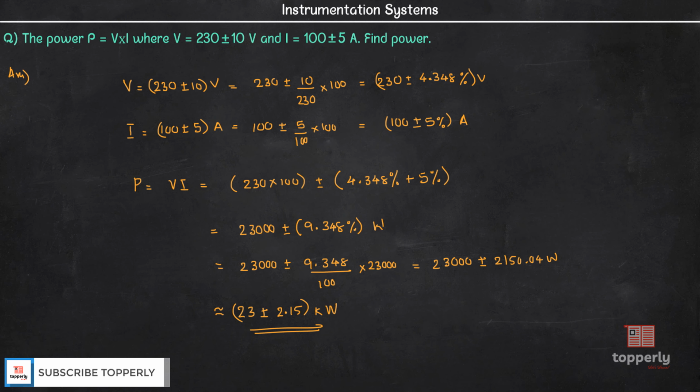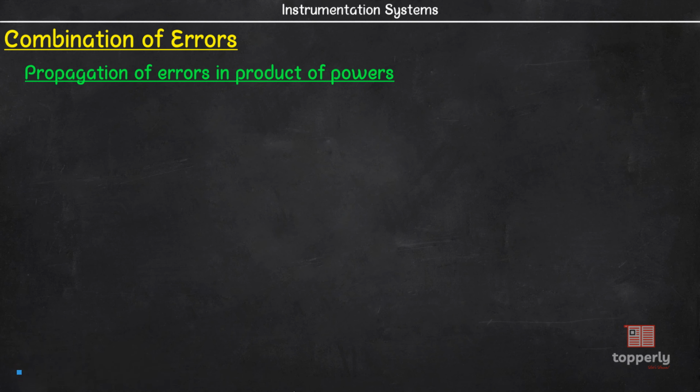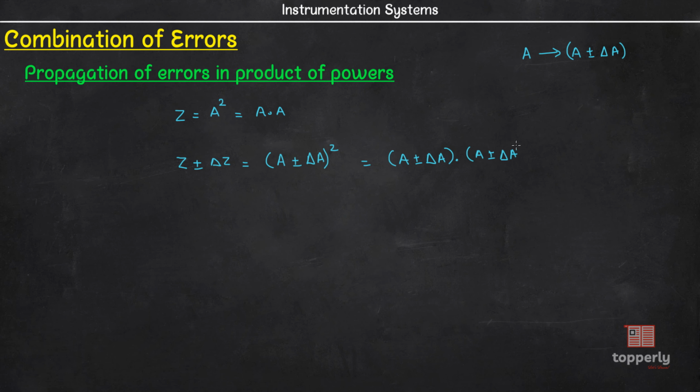Okay, now let us see how the errors propagate in the case of product of powers of observed quantities. Suppose Z is equal to A square and the measured value of A is A ± ΔA. So we have Z ± ΔZ is equal to (A ± ΔA) square. But note that A square can be written as A into A. Therefore, this is (A ± ΔA) into (A ± ΔA).